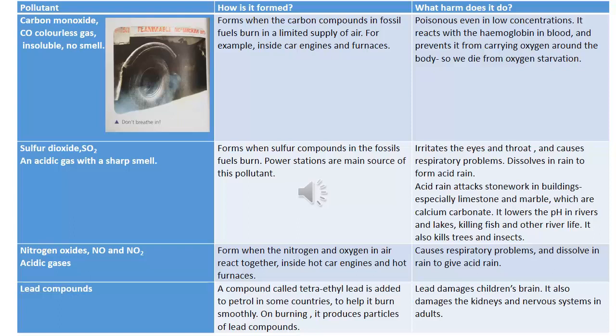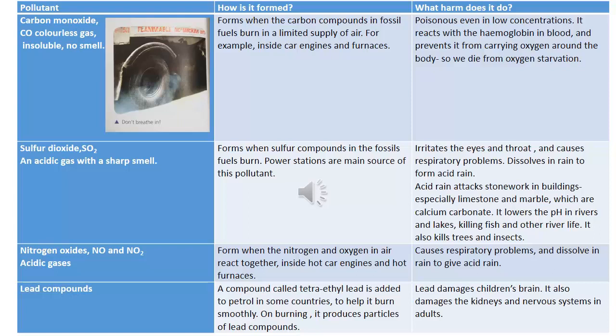This is also produced from the car engine, and it has the same negative effect as sulfur dioxide. What is the negative effect? It causes respiratory problems as well as dissolves in rain to give acid rain.